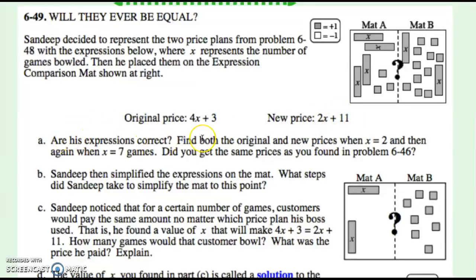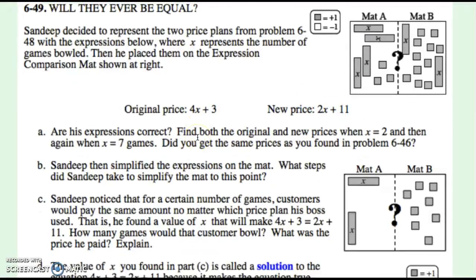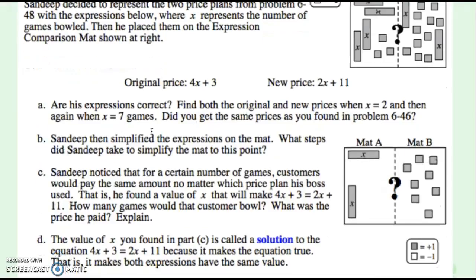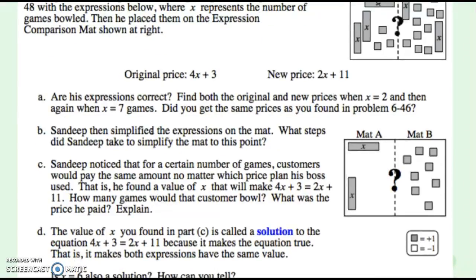Are his expressions correct? Find both the original and new prices when X equals 2 and then again when X equals 7. Did you get the same prices that you found in problem 646? So you're going to go back and plug in 2 for X in the original price and 7 for X and find your true answers. Then you're going to plug in 2 for X in the new price and then 7 for X in the new price. So I would like you to pause the video and do that on your paper. Once you have that done, you can play the video again.